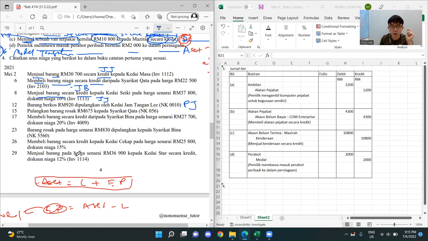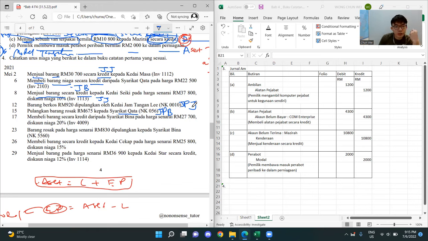Okay, now go to 15. That's an example of what? Pulangkan. So, now ialah kita yang pulangkan barang rosak kepada our pembekal. So, this is our pembekal. So, this is a pulangan belian. So, maybe in here you can put a JPJ. Okay. Jurnal pulangan jualan. Jurnal pulangan belian. JPB.